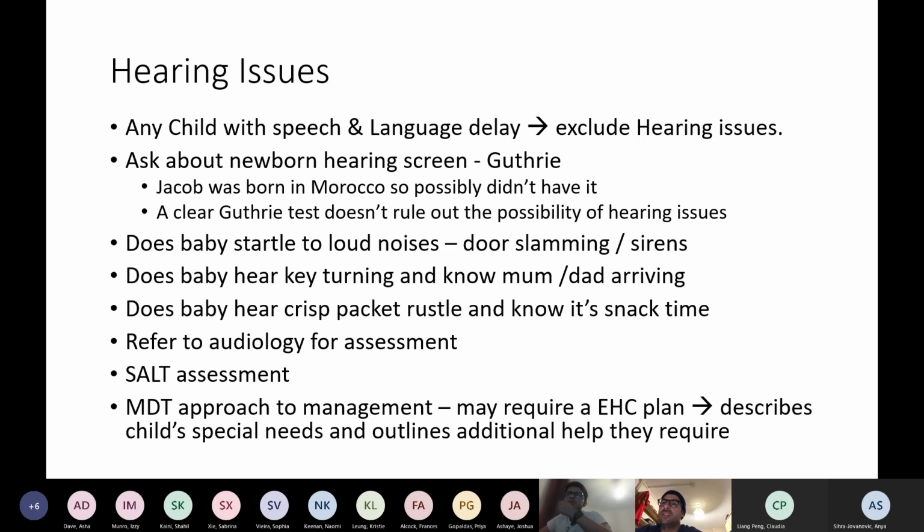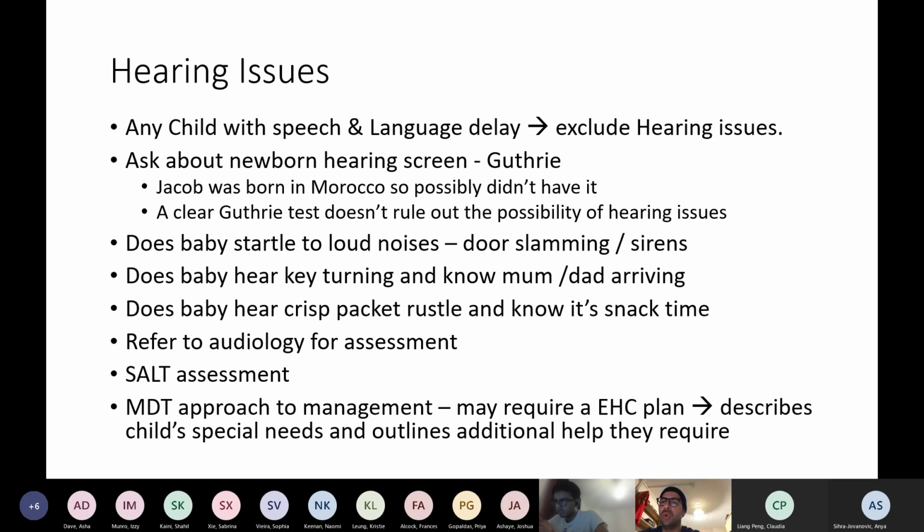And the questions you ask are: does the baby startle with loud sounds, door slamming, sirens? I always thought it was funny, it sounds like a dog. Does the baby hear the key turning when mum and dad arrive? Basically, does the baby localize? Do they hear, and do they put sounds to images? Do they understand what's going on?